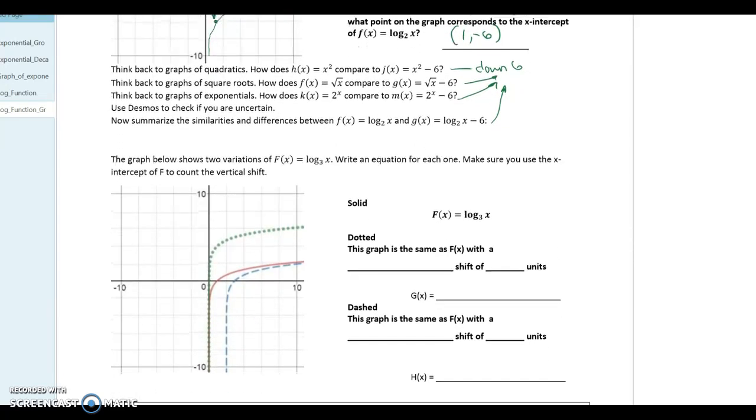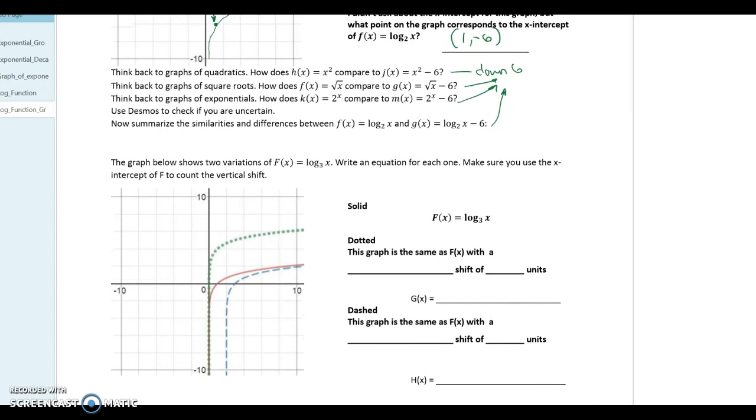All right, one more here. We look at two different variations of f of x equals log base 3 of x. The red one is the original log base 3 of x. You can see all the base did was change the slant of that logarithm. So it's a little bit tighter down here now. Then there's the dotted one, which is the green one, and the dashed one is the blue one there.